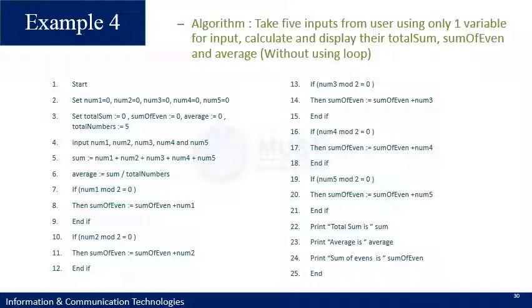Here is another example which again takes the 5 inputs from the user using only one input variable and calculates and displays the total sum, sum of even numbers and average, again without using the loop. So now you just have to add one condition which will check whether each number is even or not. If you divide each number by 2 and the result is 0, this is an even number, and if this is true you will add it to the sum of even, otherwise you will ignore it.